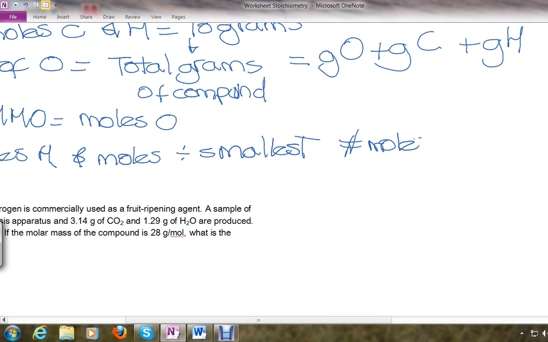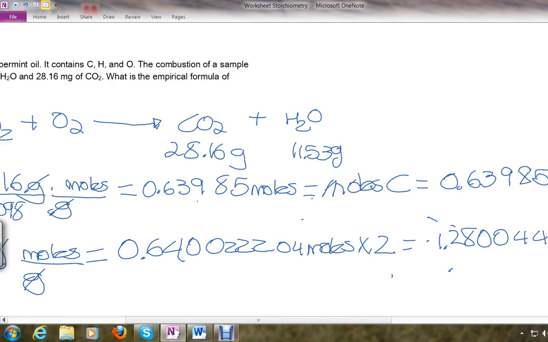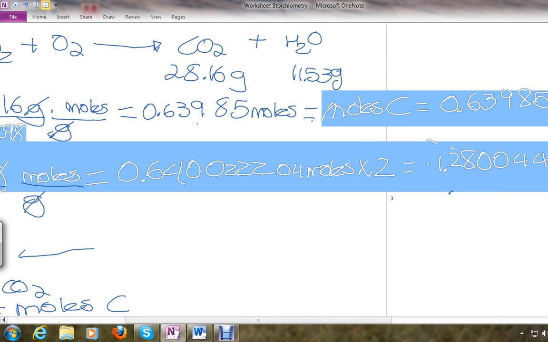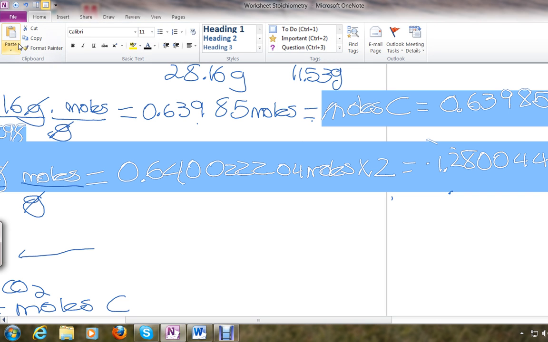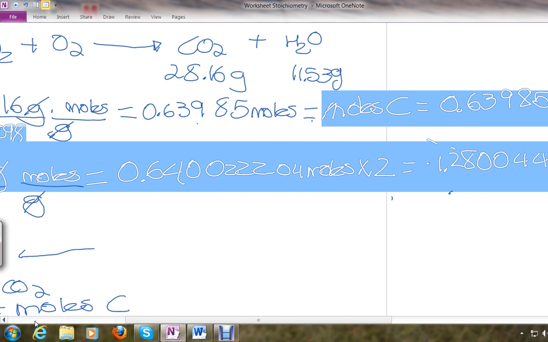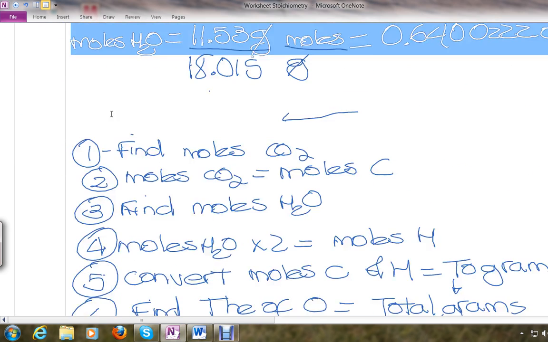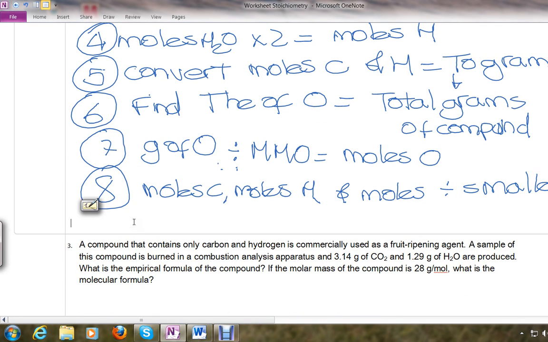So let's go ahead and do this. I drew you the steps to solve this problem. So let's go ahead and from here, let's multiply the moles of carbon, okay, and the moles of hydrogen. And we know that the grams of the sample is 10, right? 10.0.